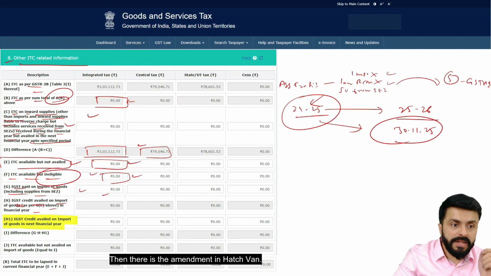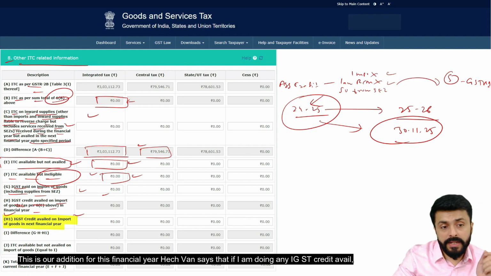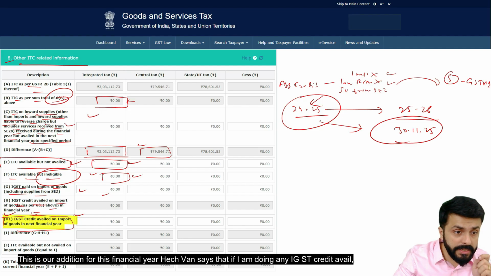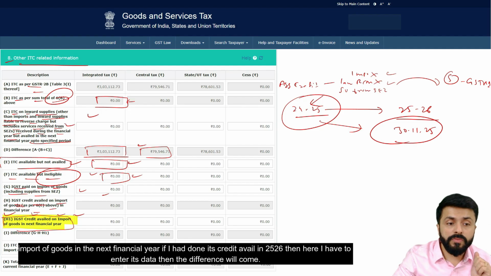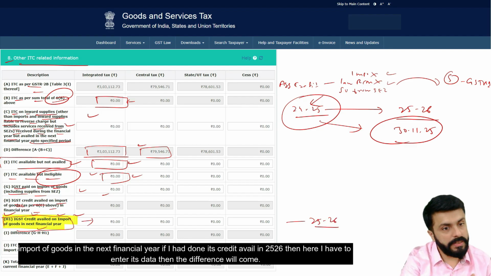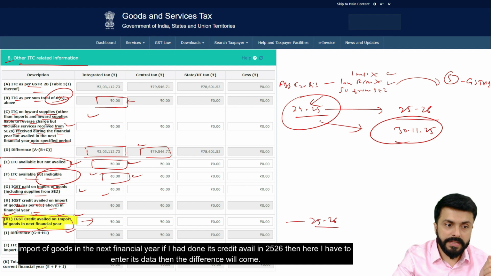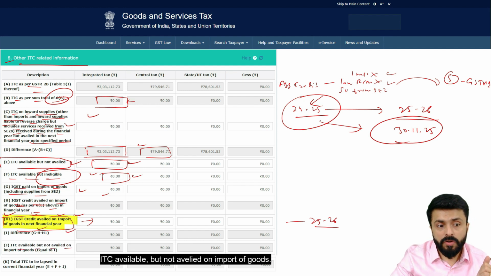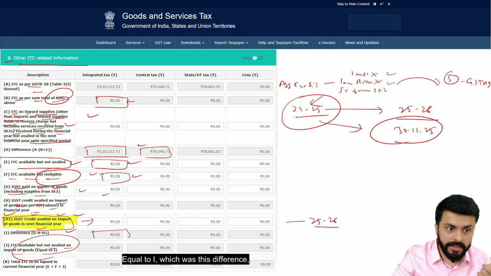Then there is the amendment in Table 8. This is our addition for this financial year. It says that if I am availing any IGST credit on import of goods in the next financial year, when I had availed its credit in 25-26, then here I have to enter its data, and the difference will come. ITC available but not availed on import of goods is equal to I, which was this difference.